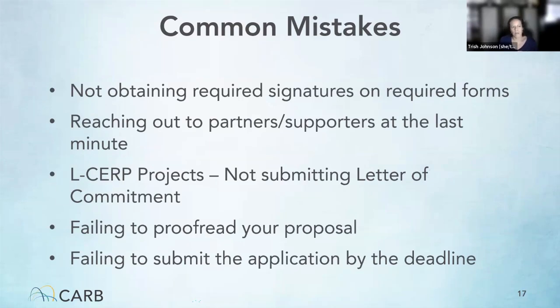Some additional common mistakes are shown here and include not obtaining the required signatures on required forms, reaching out to project partners or supporters at the last minute. For LCIRP projects, again, this is specific to the community air grant request for applications that's open now for 1 more month, not submitting the required letter of commitment. Other common mistakes include failing to proofread your proposal and failing to submit the application by the deadline.